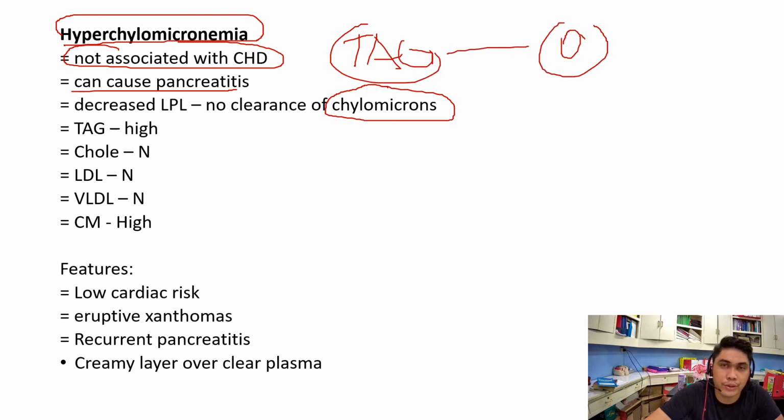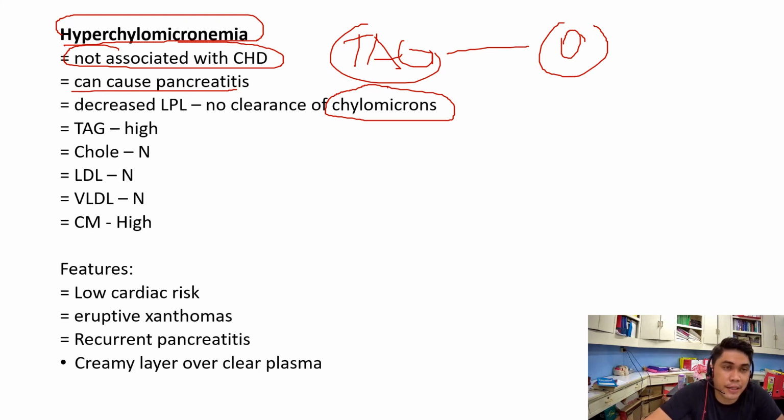Okay, occlusion of the pancreatic capillaries, and that occlusion in the pancreatic capillaries can cause ischemia, and that ischemia can cause damage to the pancreatic cells. Okay, so that's for pancreatitis.